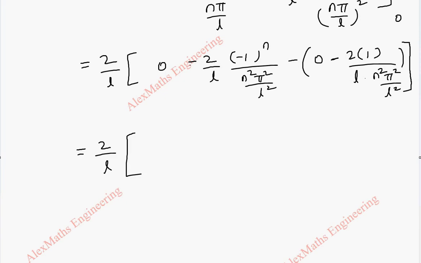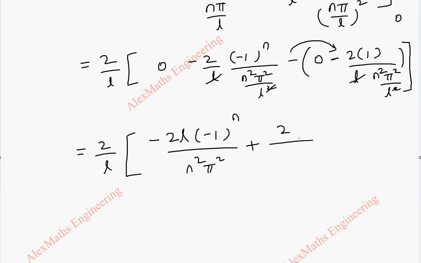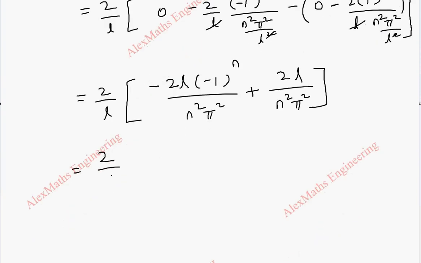Now we can take minus 2, and this L square and this L we can cancel, and L will go to the numerator. So 2L times minus 1 whole power n by n square pi square, and here this will become plus 2 by, again we can cancel this and the L will go to the numerator, and the denominator is n square pi square. We can take 2 by L into 2L common and denominator n square pi square also outside. After taking 2L, we are left with minus of minus 1 whole power n plus 1.